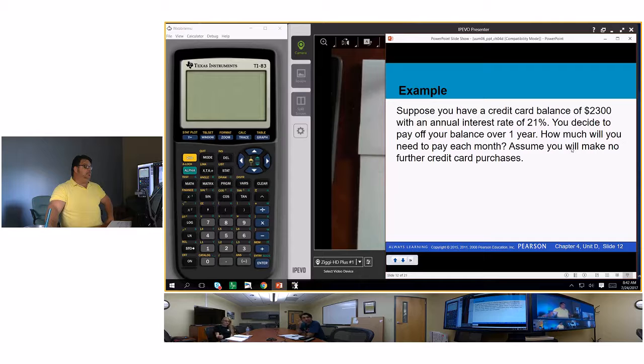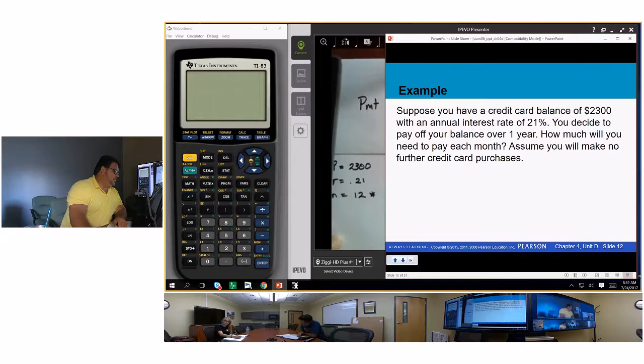So here, your P is equal to 2,300. Your R is 0.21. Your N is 12. Again, a star there because that N is going to be 12 no matter what. And your T is equal to 1 because you want to pay it off in 1 year. But we're going to change that. We're going to change it to 5 years here in a second.